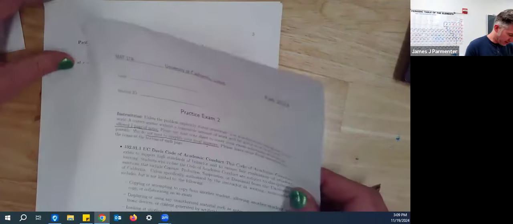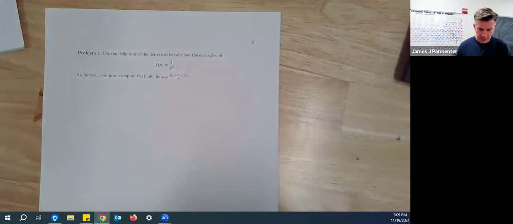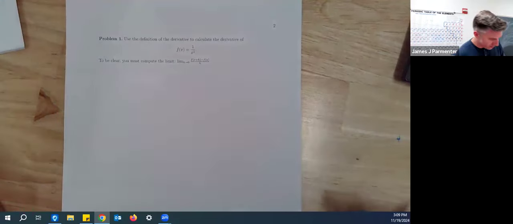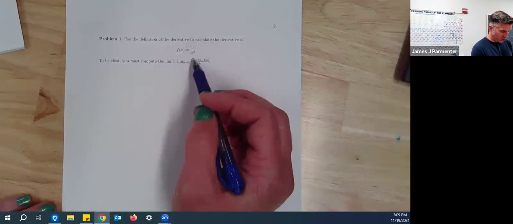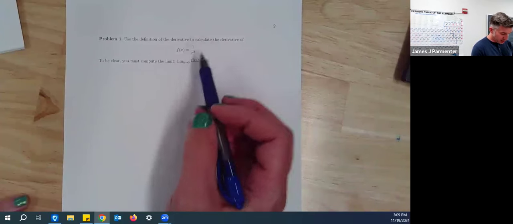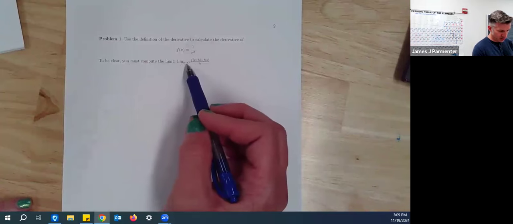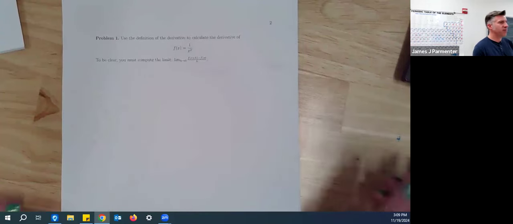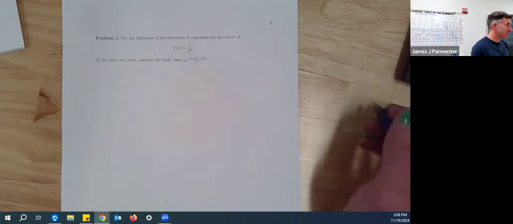Okay, in fact, this is not the version I want here. Sorry. There we go. So here's the first question, which we're going to do a couple of. Use the definition of the derivative to calculate the derivative of f of x equal to 1 over x squared. To be clear, he's even going to give it to you here. You must compute the limit as h approaches 0 of f of x plus h minus f of x, all over h.